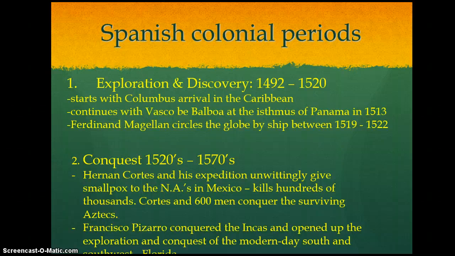in Peru, modern day Peru, and opened up the exploration of that region of South America, and again its conquest of what's now modern day South and Southwest Florida as well.